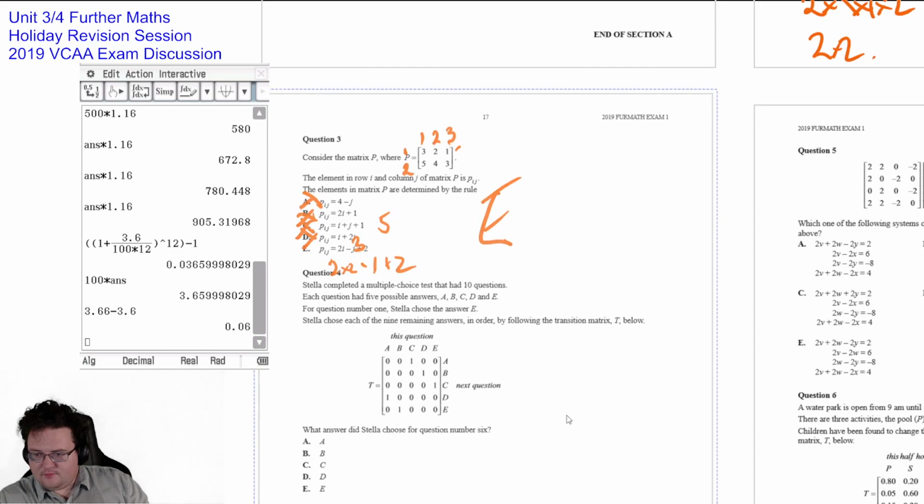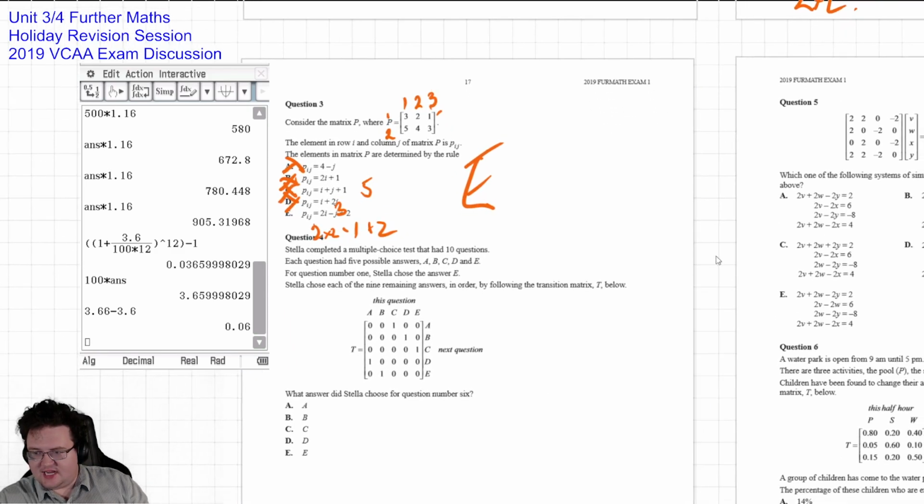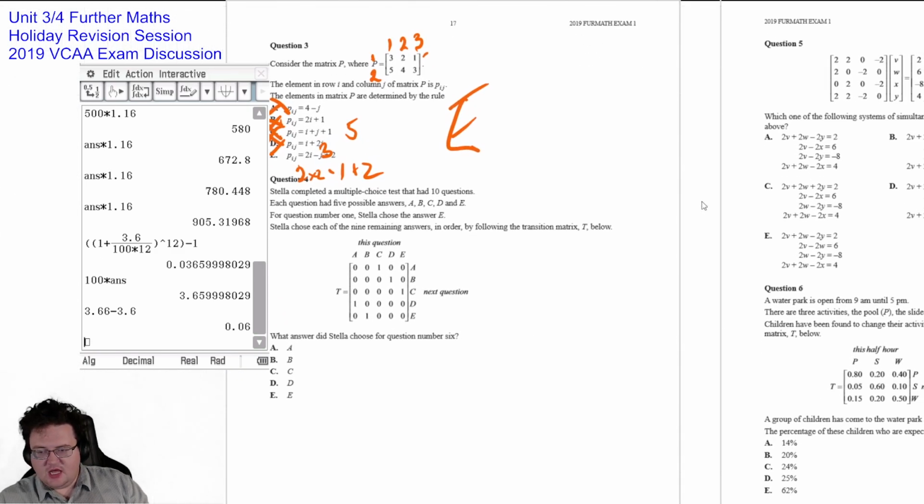Stella completed a multiple choice test that had 10 questions. Each question had 5 possible answers, A, B, C, D, and E. For question number 1, Stella chose E. Stella chose her remaining answers based on that transition matrix.